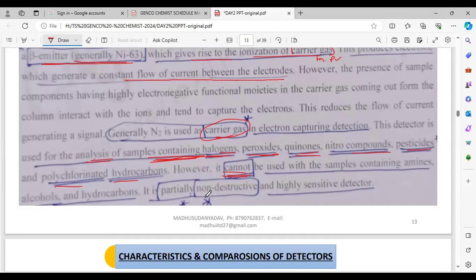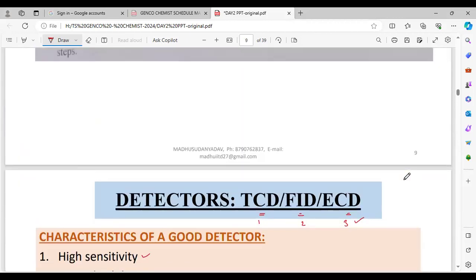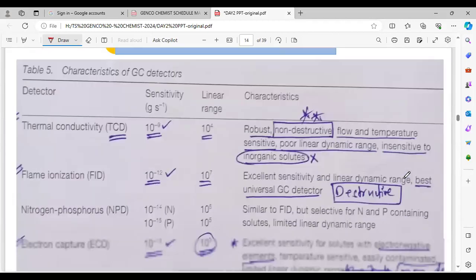And it is also a non-destructive type and a highly sensitive detector. Many good things, right? More advantages than disadvantages. So these are the 3 different detectors that are used in GC. Okay, so the 3 detectors are completed.